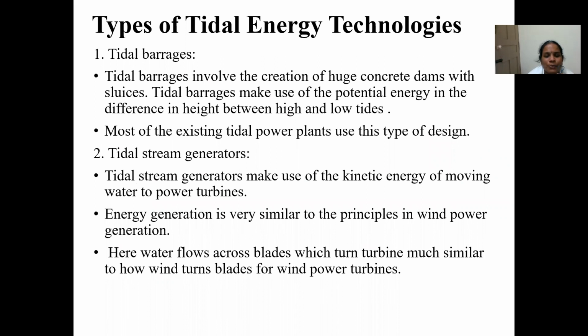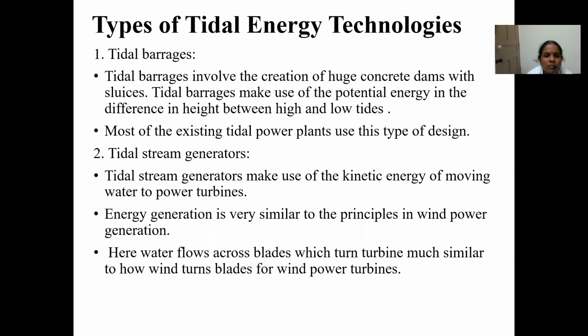There are different types of tidal energy technologies to extract the energy available in the tide. The first one is tidal barrages, and the next one is tidal stream generators. The tidal barrage involves the creation of huge concrete dams with sluices. Sluices are nothing but gate-like structures. The tidal barrage makes use of the potential energy in the difference between high tides and low tides. Most of the existing tidal power plants use this type of design.